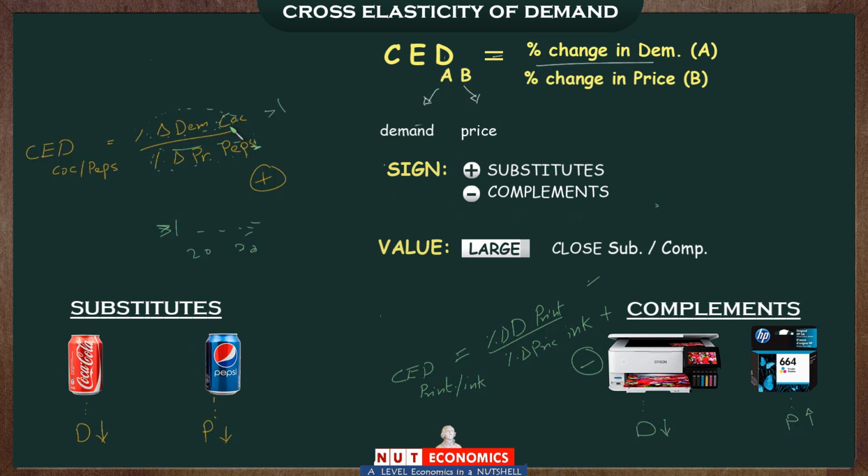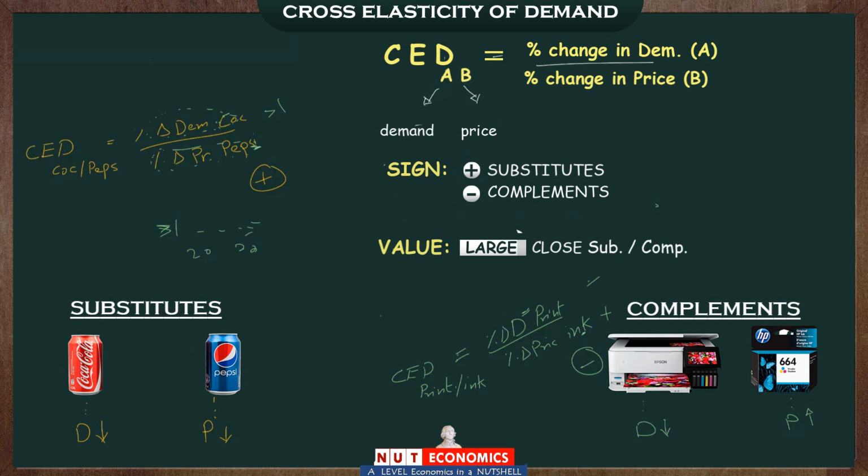And you can think of printers and ink in the same way. If the absolute value of the CED is very large, it tells you that when the price of ink changes, the percentage change response of demand for printers is huge. So the larger the value, the more closely related substitutes and complements you are looking at, and the smaller the value, the weaker substitutes, and we say the weaker complements, we are looking at.